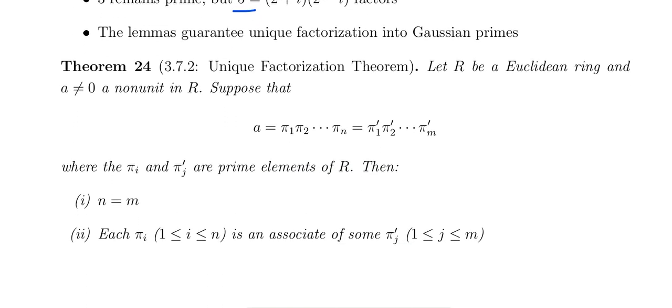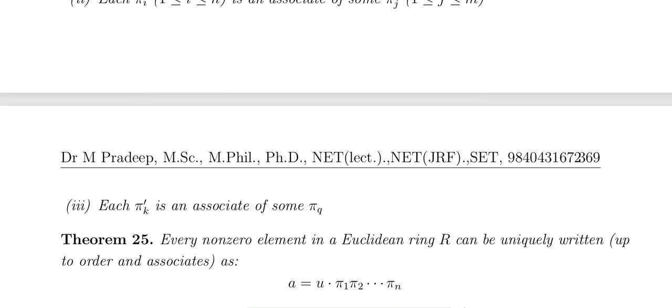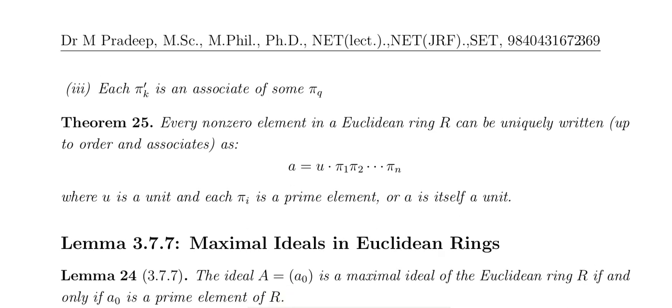So that is the unique factorization theorem. Let R be a Euclidean ring, and a a non-zero, non-unit element in R. Suppose a is expressed as a product of primes pi 1, pi 2, ... pi n, and also as a product of primes pi 1 dash, pi 2 dash, ... pi m dash, all prime elements of R. Then n equals m, and each pi i is an associate of some pi j dash. That is called the unique factorization theorem.